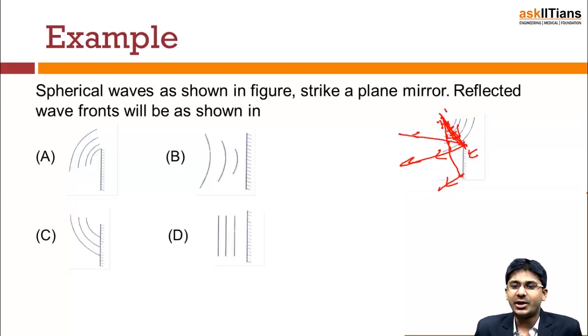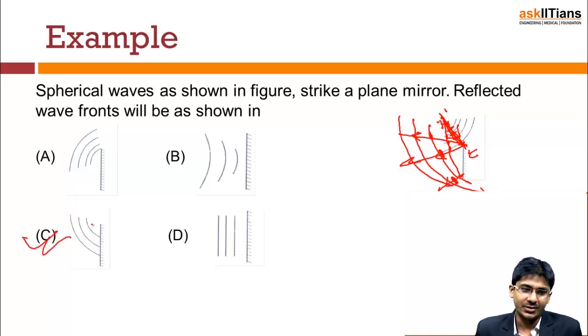So what is happening is that now you have to draw the wavefront. So again it's easy. Now that you have the rays, draw perpendicular. Perpendicular to this will be this, perpendicular to this will be this, this will be this. So it's coming like this. It's diverging out like this. So if you try to look at the figure, this is the correct one.